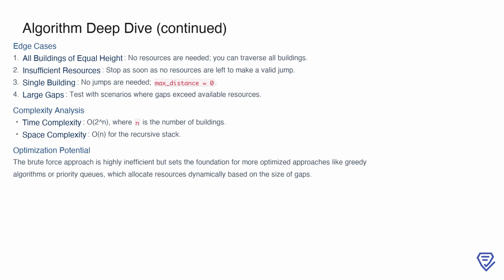Analyzing the complexity, the brute force approach has a time complexity of 2 to the power of n, reflecting the exponential number of decision paths. The space complexity is n, primarily due to the recursive stack used for backtracking. While this approach is inefficient, it lays the groundwork for more advanced techniques. Optimized solutions, such as those using greedy algorithms or priority queues, can dynamically allocate resources based on the size of gaps, significantly reducing the computational overhead and making the solution scalable to larger inputs.